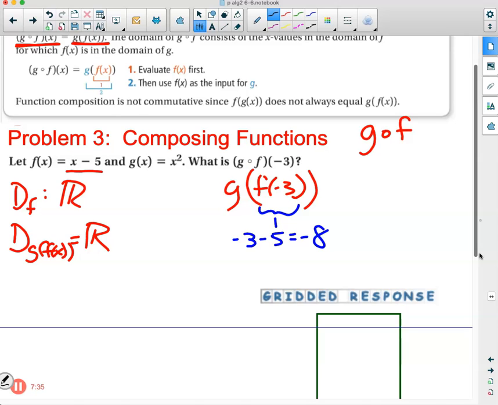So now I take my negative 8 and I have to put it in there. So that means I'm going to have negative 8 squared, and I get 64. And now I'm done. That's my answer. I did everything they asked me to do. I put negative 3 into f, got an answer, then I plugged it into g and finished it up. That's composition. It's basically just substitution, putting a function inside a function.